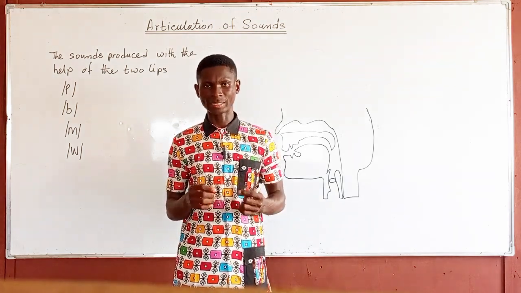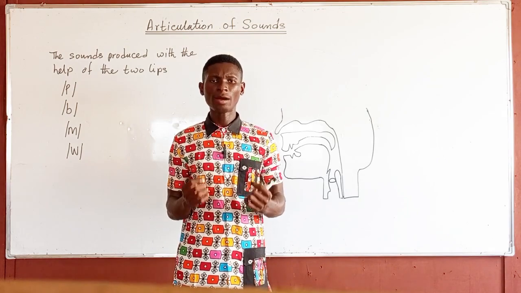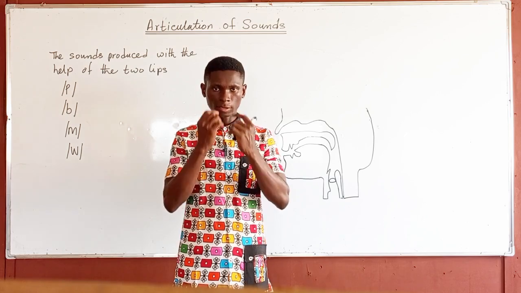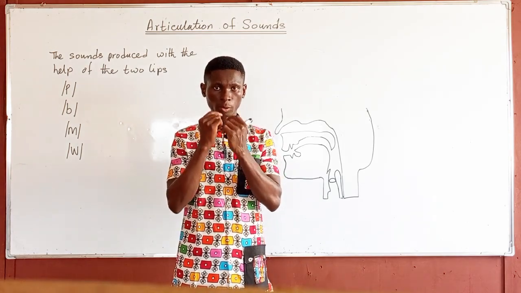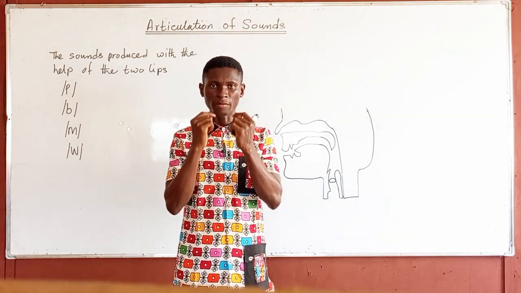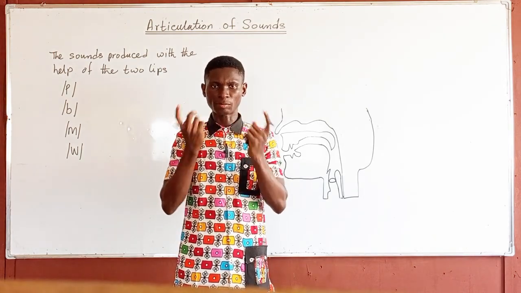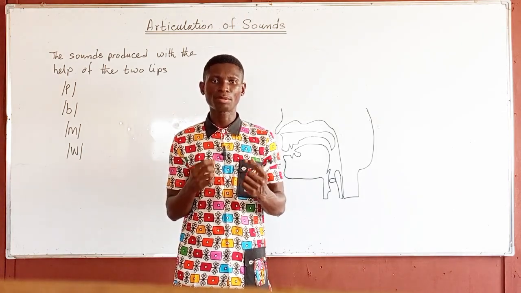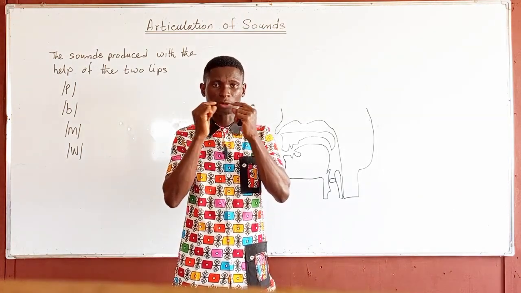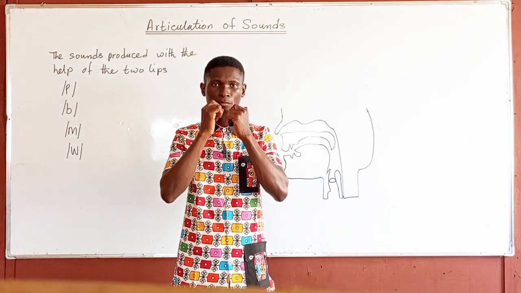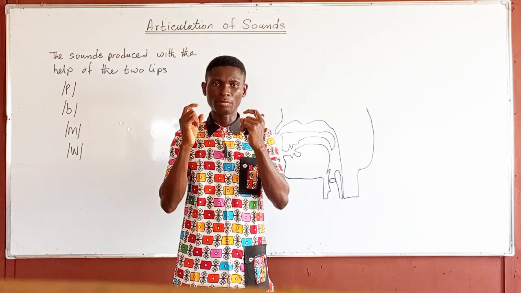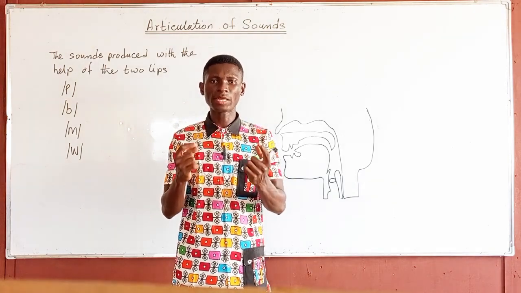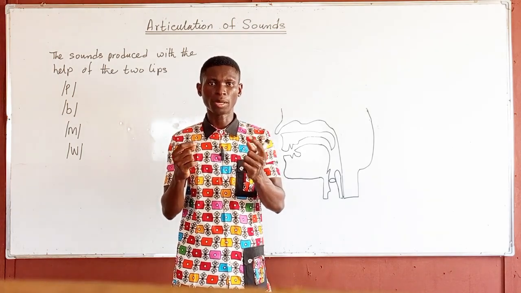Let's be more practical. That's to say, you have your mouth in this formation. The two lips you collide before the sound will explode. For instance, if you want to say p, your two lips you come together and then you part immediately, and suddenly the sound will come out. The same thing is applicable with b, b, b.